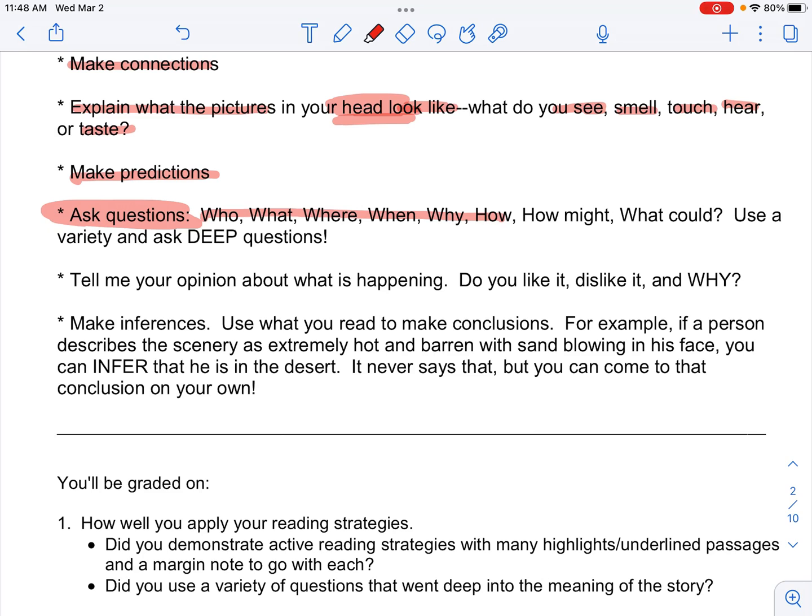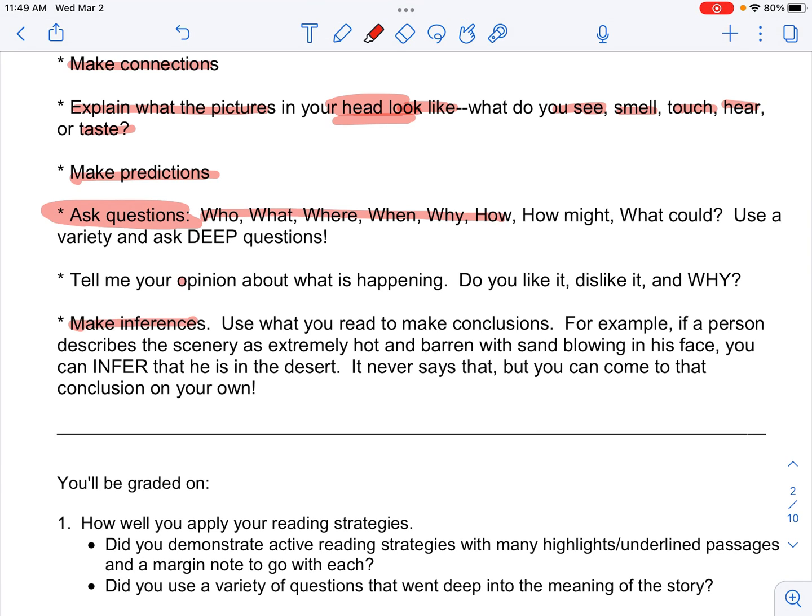Make inferences. In other words, use what you read to make conclusions. You read something, what might the conclusion be? For example, if a person describes the scenery as extremely hot and barren with sand blowing in his face, you can make an inference that they're in the desert. It never says that, but you can come to that conclusion all on your own. All right, so make inferences.